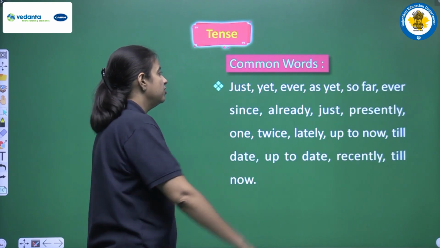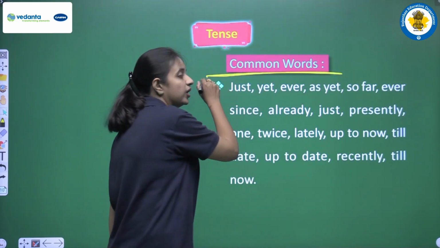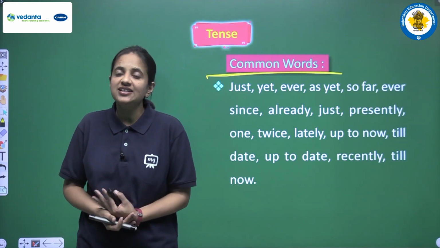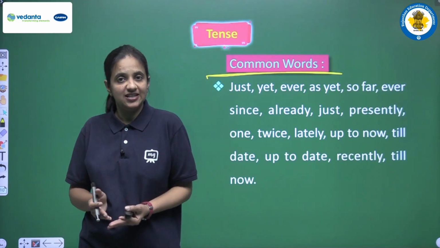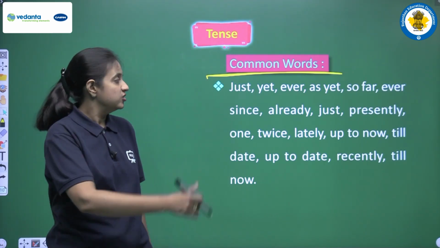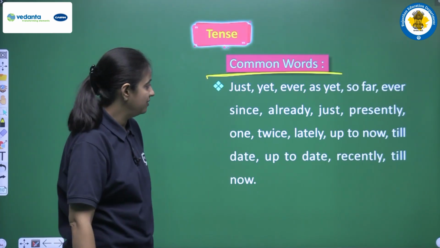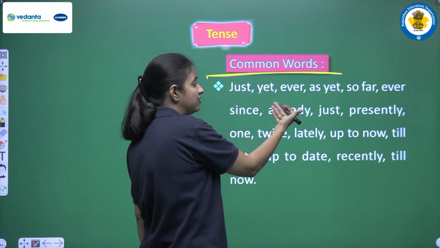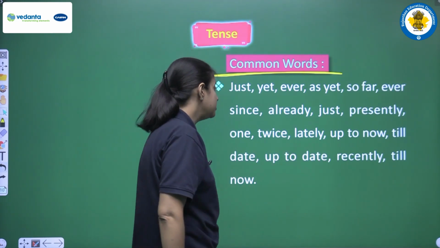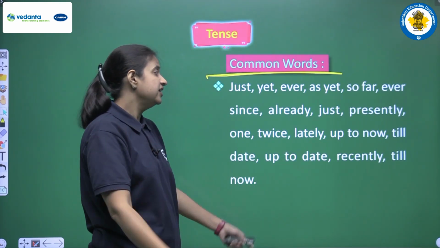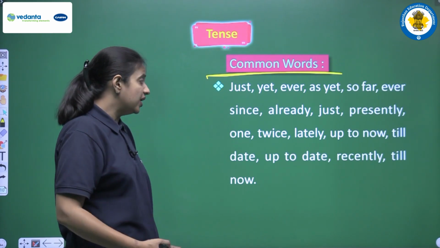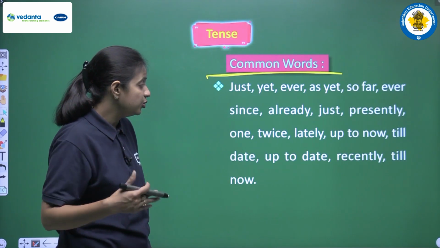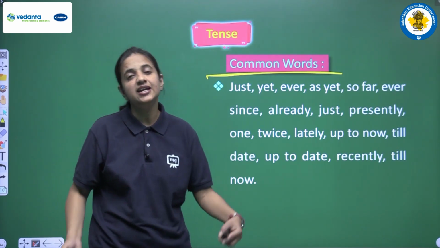So next, moving on, we are having some of the common words. Okay, so these are some of the words that very generally, very frequently these words are used in this tense, that is present perfect tense. So let's see what kinds of words we are having now. So first word is just, next is yet, ever, as yet, so far, ever since, already, just, presently, once, twice, lately, up to now, till date, up to date, recently, और we can say till now.